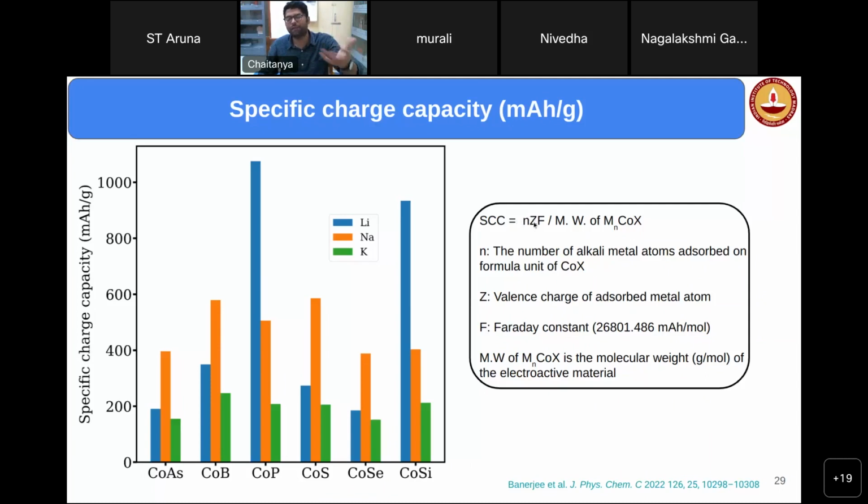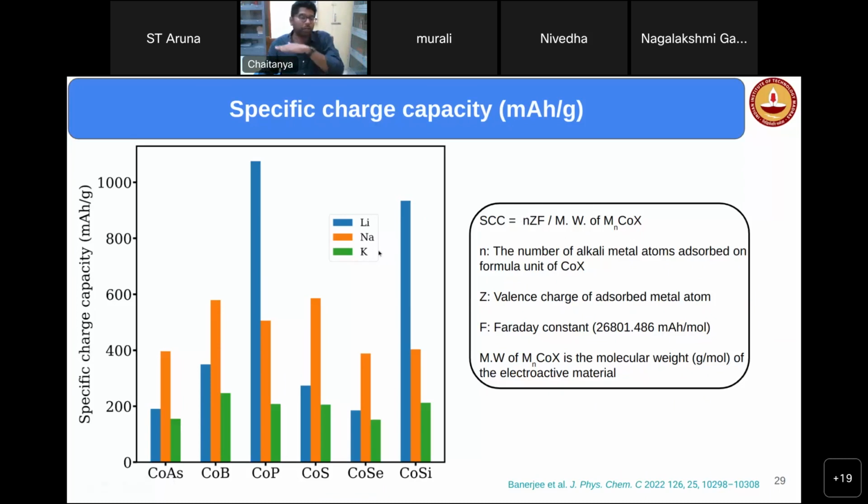The charge is the same for lithium, sodium and potassium, because each only delivers one electron. The only difference will be based on the molecular weight, if the number of atoms or layers adsorbed on a system is the same. If you remember again, for cobalt arsenide, I told you that lithium will be absorbing only one.